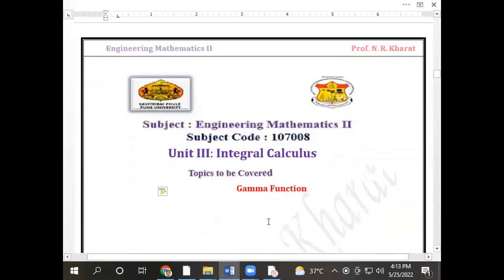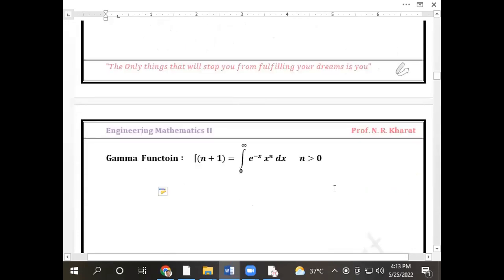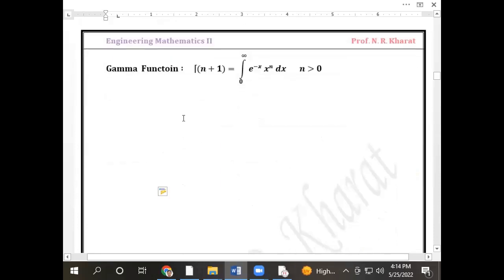Today we will continue with the next topic of the gamma function. Previously we already saw the definition of the gamma function, one standard property of the gamma function, and some examples based on that property. So we will recall the gamma function definition.